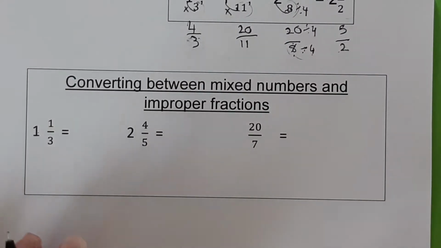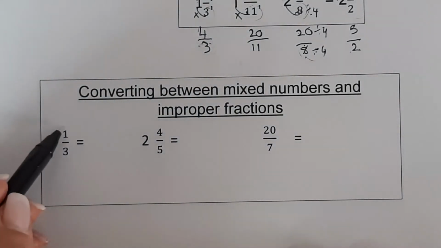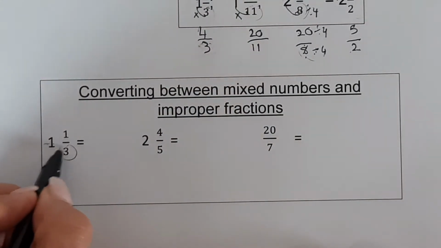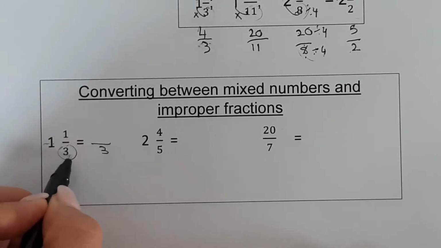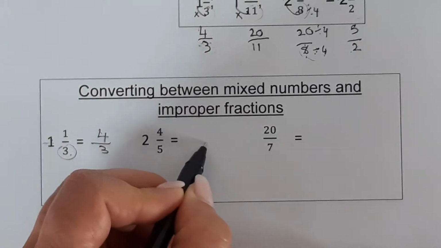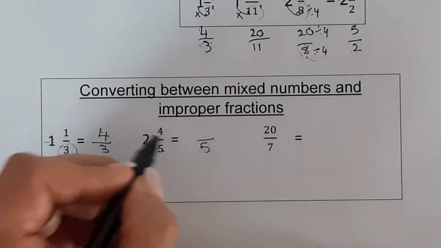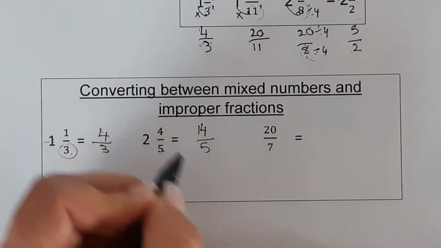Practice to convert between a mixed number to improper fractions and vice versa. So if you have 1 and 1/3, write down the 3. 3 times 1 is 3, plus 1 is 4/3. Write down the 5. 5 times 2 is 10, plus 4 is 14.